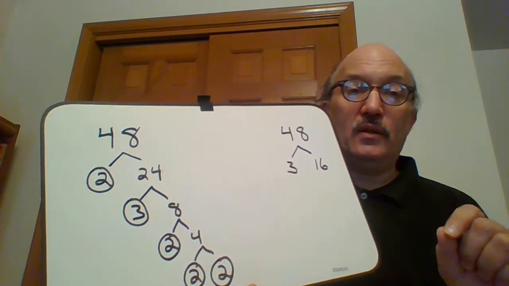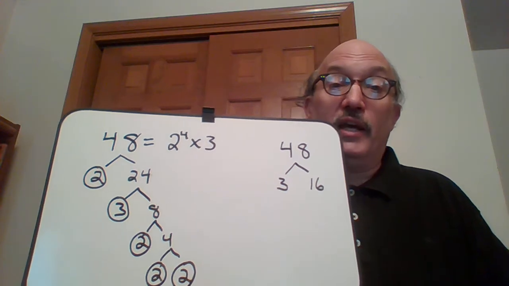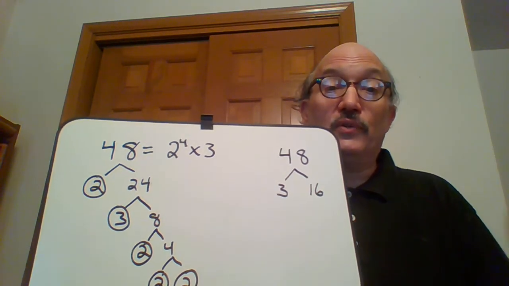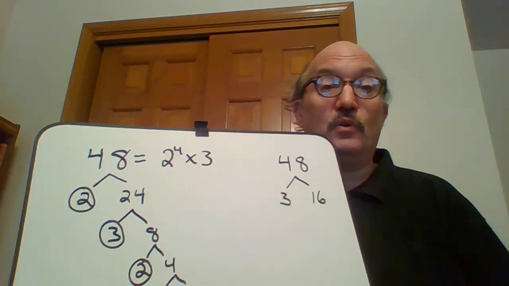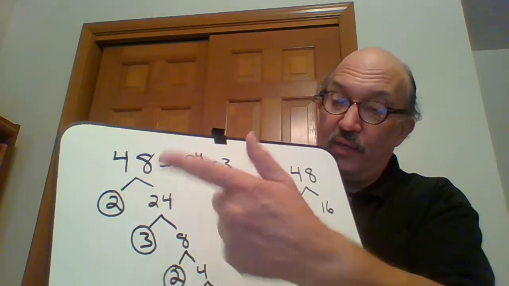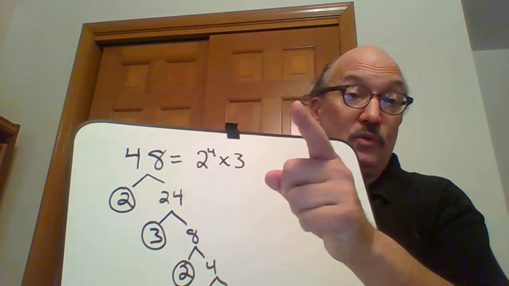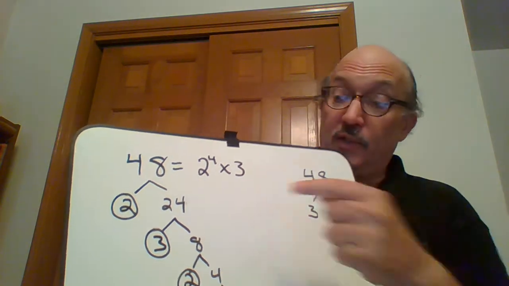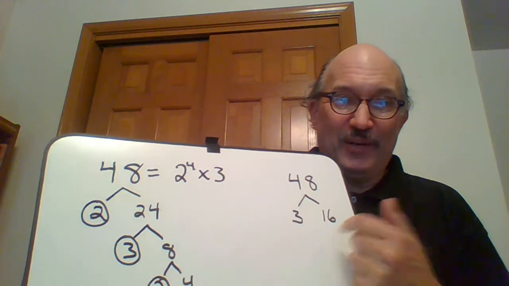We're going to agree to write that this way: 2 to the 4th power times 3. We're going to put the factors in order from least to greatest just because it looks nice, and we're going to abbreviate with exponents. Instead of writing 2 times 2 times 2 times 2, we'll write 2 to the 4th. That's what 2 to the 4th means. And then times the 3 that we also got. And by the way, 2 to the 4th is 16. 2 times 2 is 4, times 2 is 8, times 2 is 16. And 16 times 3 is 48, which happens to be what I chose here.